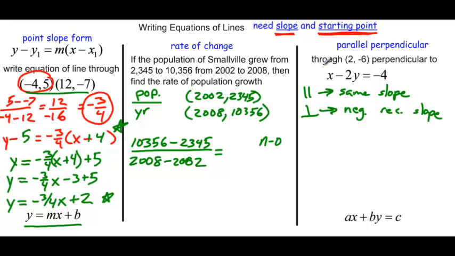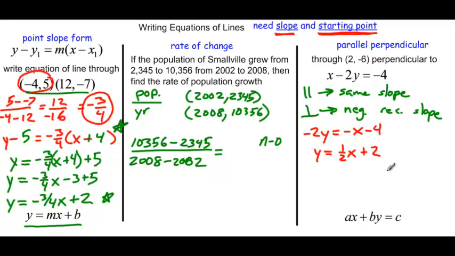So let's take a look here. It has to go through this point and perpendicular to this. So the first thing I'm going to do here is figure out what the slope is. I'm going to move the x to the other side, so I'm going to have negative 2y equals negative x minus 4. Then I'm going to divide by negative 2, so y is equal to 1/2 x plus 2. Okay, so I'm just figuring out what the slope is, and I do that by solving for y.